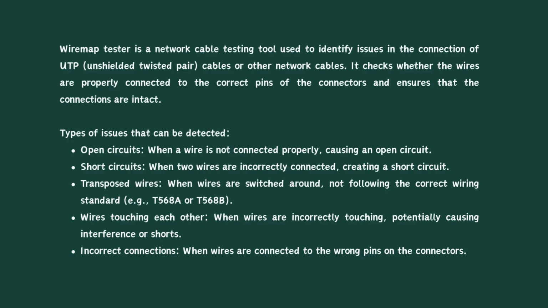Open circuits, when a wire is not connected properly, causing an open circuit. Short circuits, when two wires are incorrectly connected, creating a short circuit. Transposed wires, when wires are switched around, not following the correct wiring standard, e.g., T568A or T568B. Wires touching each other, when wires are incorrectly touching, potentially causing interference or shorts. Incorrect connections, when wires are connected to the wrong pins on the connectors.